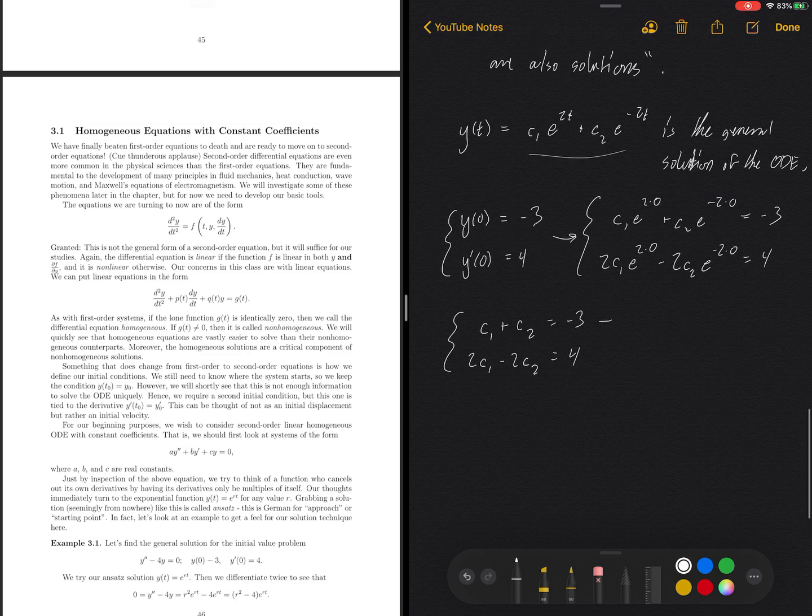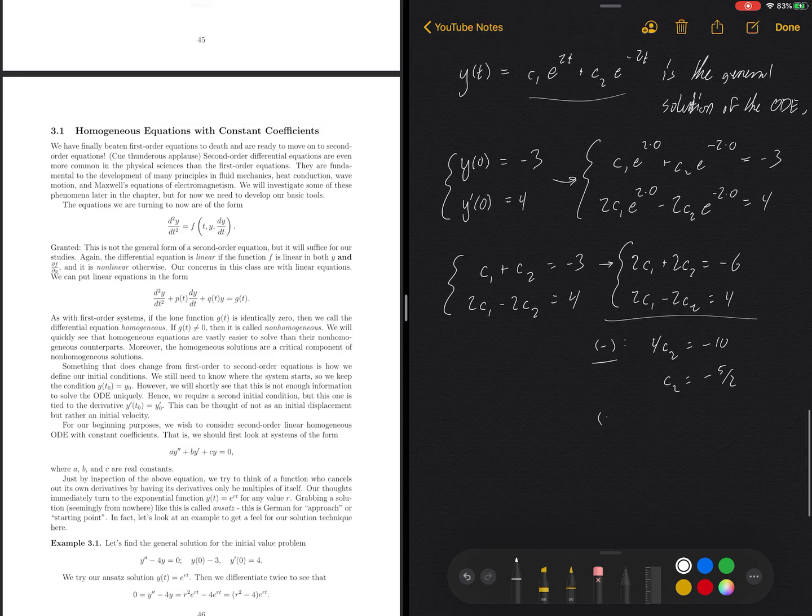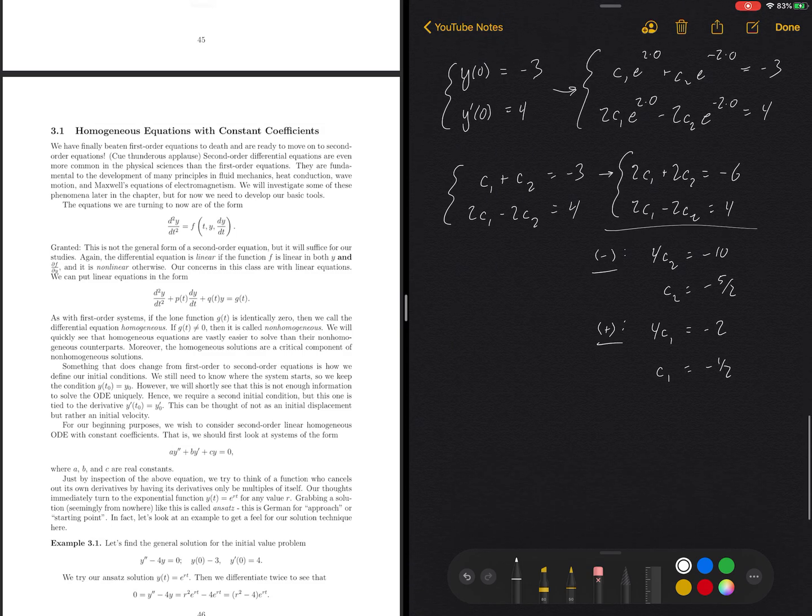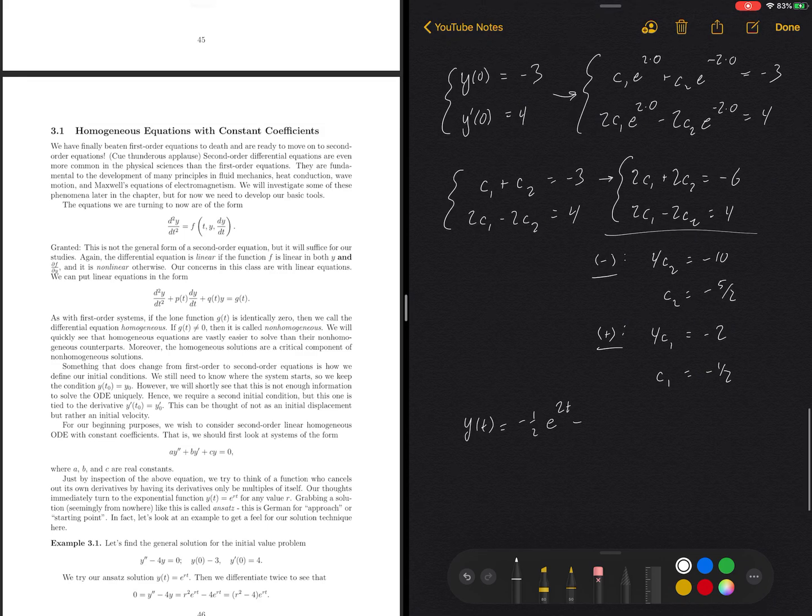Great. So that means that I need to solve the following system of linear equations. So c1 plus c2 is minus 3, and 2c1 minus 2c2 needs to be 4. Okay, and solving this, if I multiply this guy by 2, I get twice c1 plus twice c2 is minus 6, and I can either add or subtract that from the second equation. So if I subtract here, I'll wind up with 4c2 equals minus 10. And that would mean c2 is equal to minus 5/2. And if I added the two equations together instead, I would get 4c1, not c2. 4c1 is equal to minus 2, so c1 would be equal to minus 1/2.